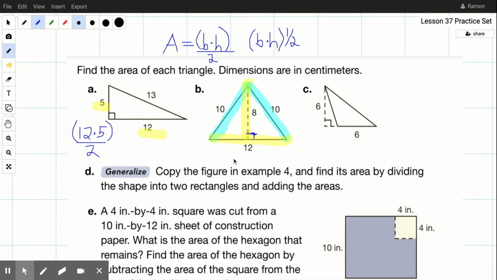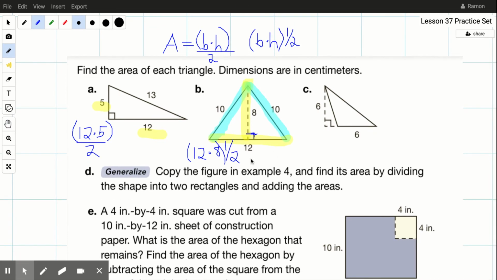So we then use the formula. We take the base, multiply by the height, and then you just want to take half of your product there. Now, the base is 12 and it's never going to be 8. The base has to be 12 and the height has to be 8.